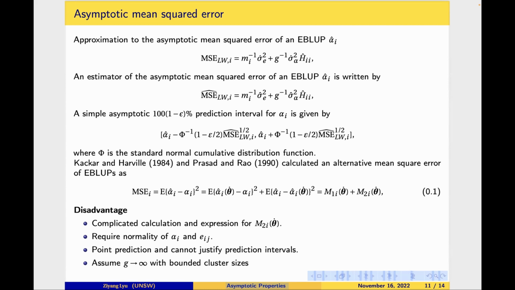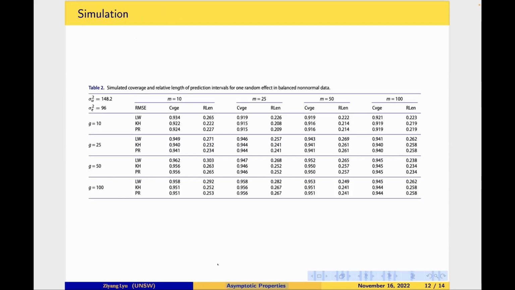And moreover, their expressions or approximations only allow G to go to infinity, but with bounded cluster size, so Mi is finite. And then when we run the simulation comparing our approximation with Kackar and Harville, and Prasad and Rao, under non-normal data sets, look at that one, even in this balanced case, we even have the number of clusters equal to 10 and each cluster size equal to 10.